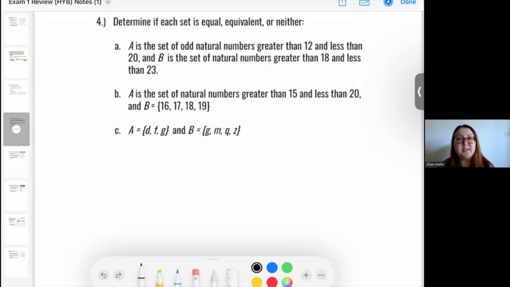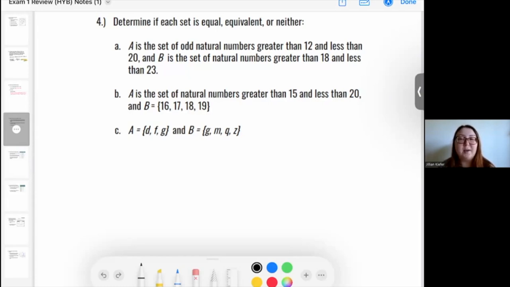Equivalent means 2 sets with the same number of elements, not necessarily the same elements, just the same number of them. So if 2 sets have 4 elements, the elements do not have to be the same as long as the number of elements are the same. That would make it equivalent. If something is equal, it means they have the exact same elements, all of them the same and the same number.